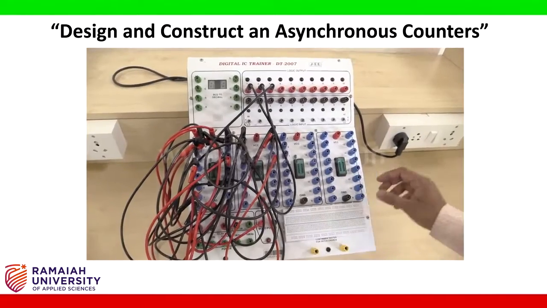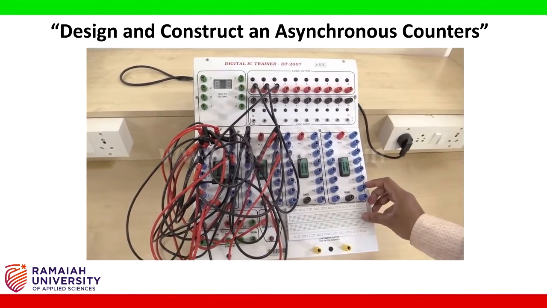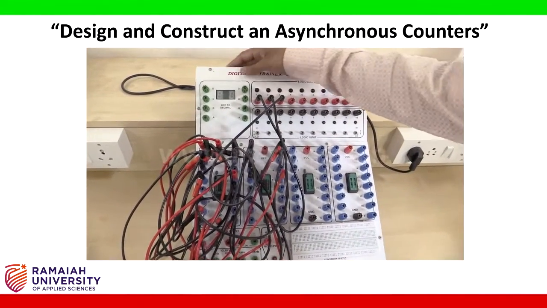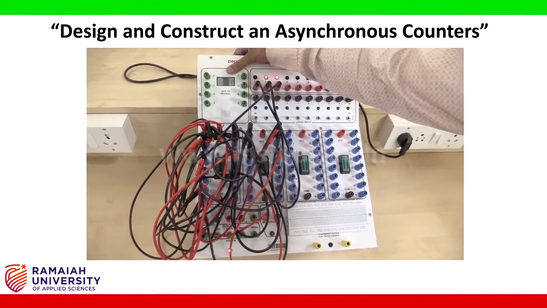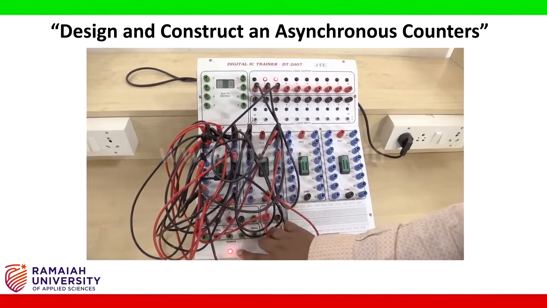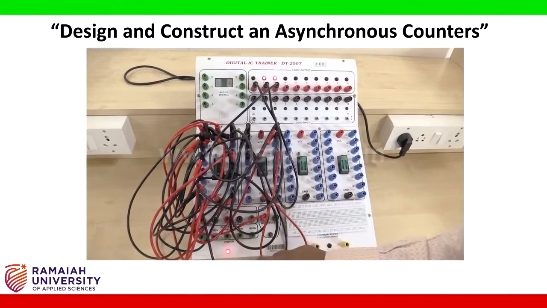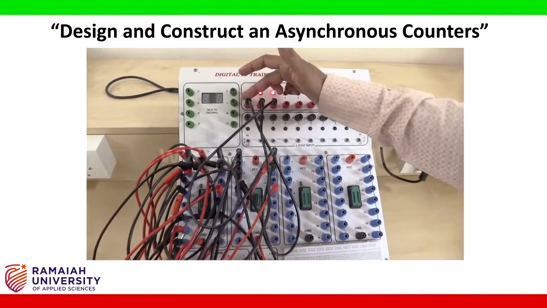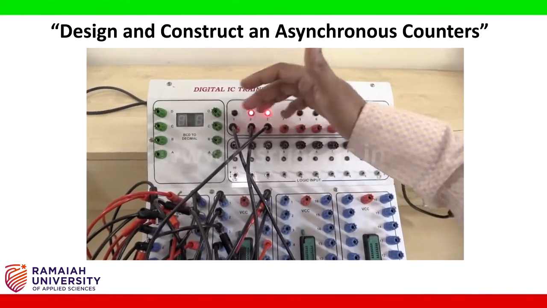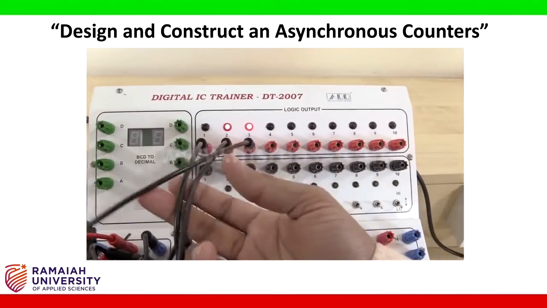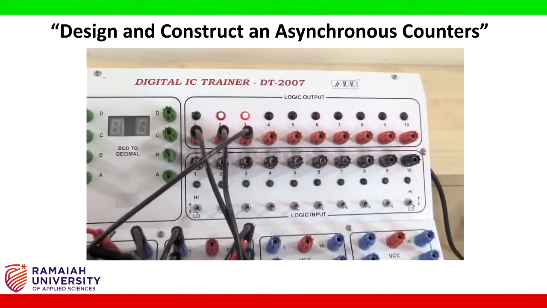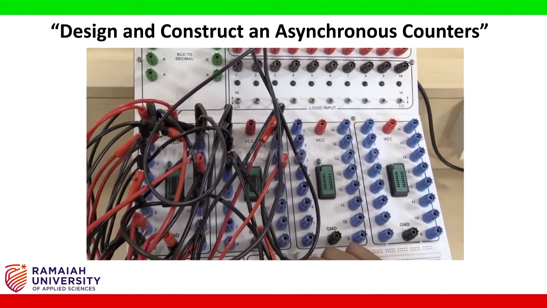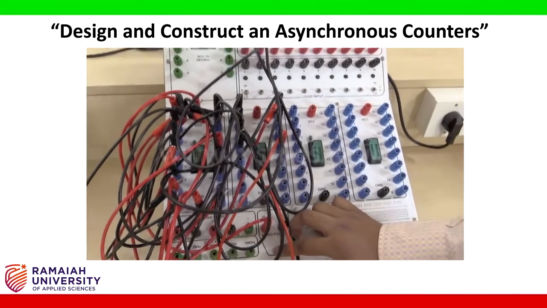Now let us verify the truth table according to the given truth table. Before that, we have to turn on the power supply to the digital IC trainer kit. The power is on. So now we can see there are 3 outputs, QC, QB and QA. So these outputs are connected. This circuit is for an up counter. So now first I will make it 0.